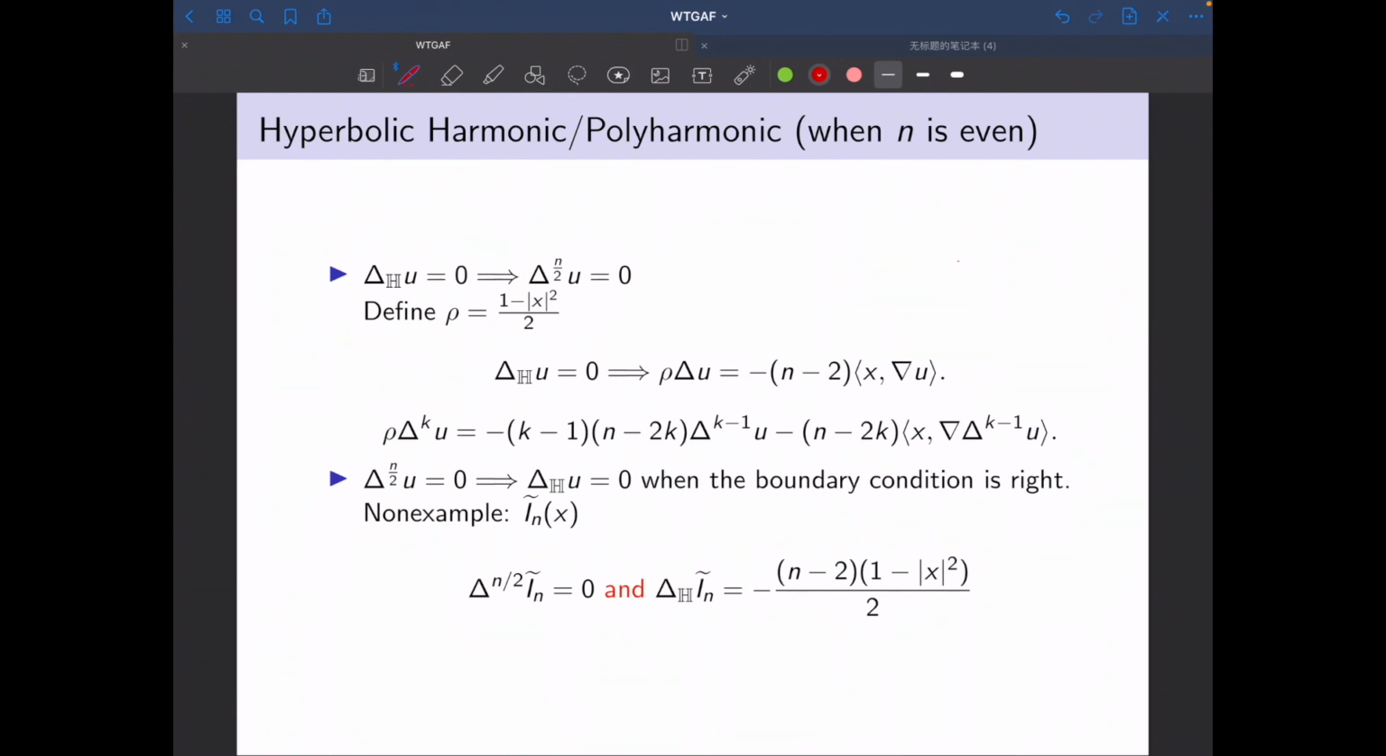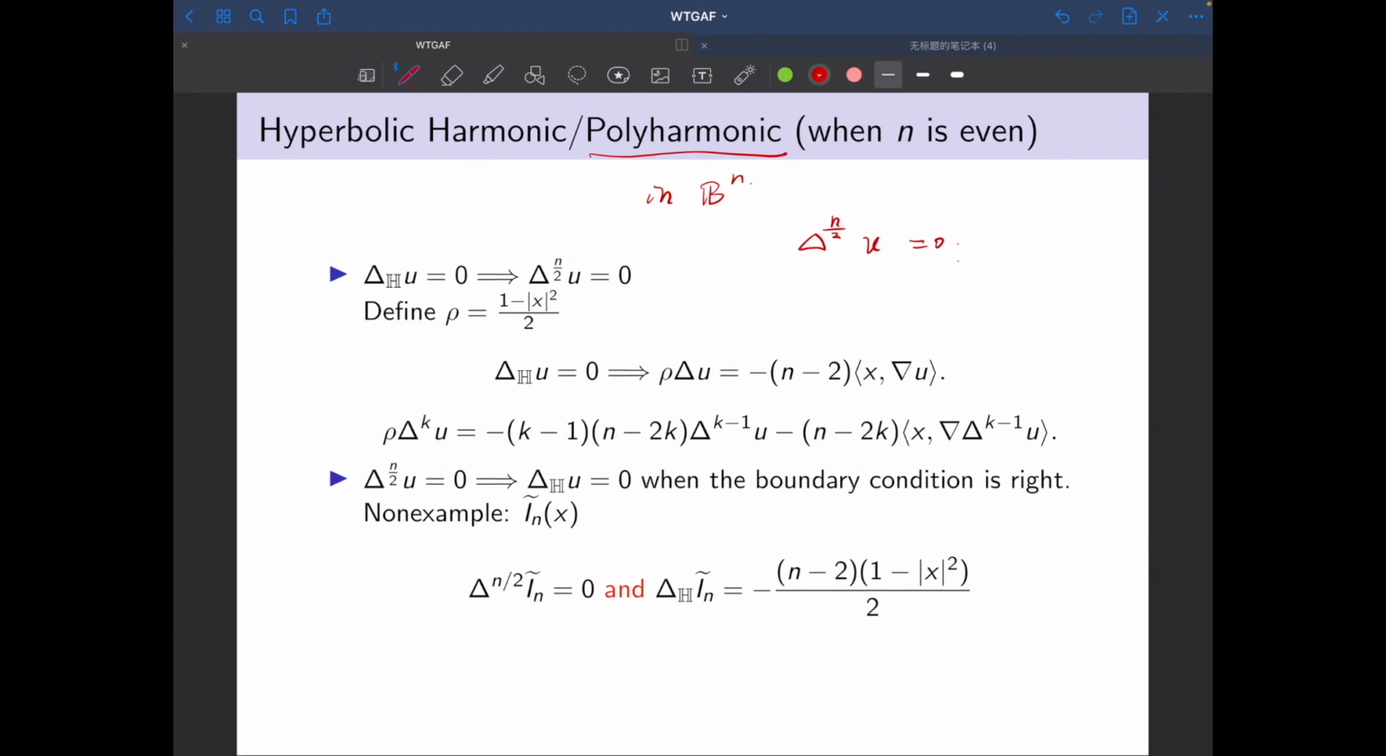At this point, I want to explain a little bit the relation between hyperbolic harmonic function and polyharmonic function in the case when n is even. As you may notice, Shibing Chen's work concerns biharmonic functions in the 4-dimensional unit ball, and my work concerns hyperbolic harmonic functions in any dimensional unit ball. So here, by polyharmonic, I mean in a unit ball Bn where n is even, just apply the Euclidean Laplacian n over 2 times to a function u, you get 0. So this is what I mean by polyharmonic.